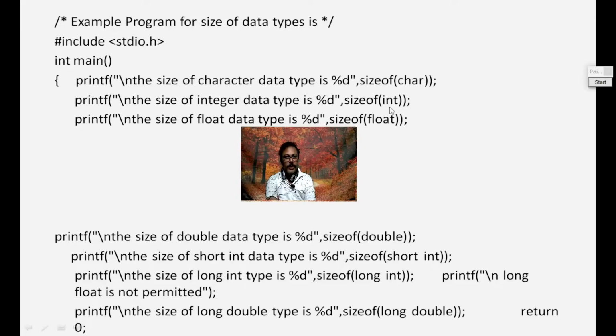So instead of int, you can specify 10, 10 being an integer. What is the size that is supported? I think in our compiler, which we used, GCC, we got 4 bytes in the case of integer. Float is also 4 bytes. Character is 1 byte. Double is 8 bytes. So like this, you can print.